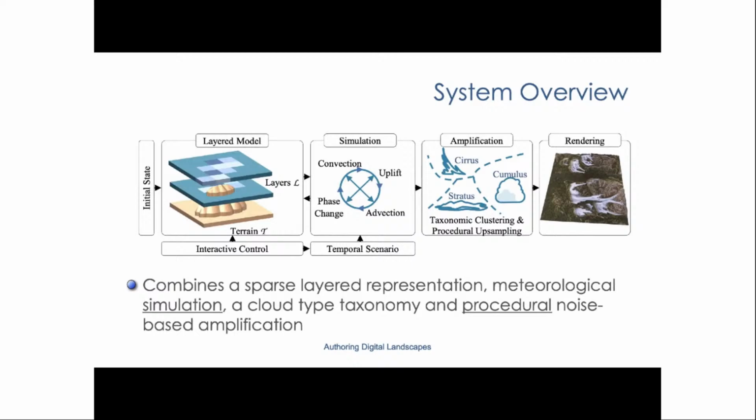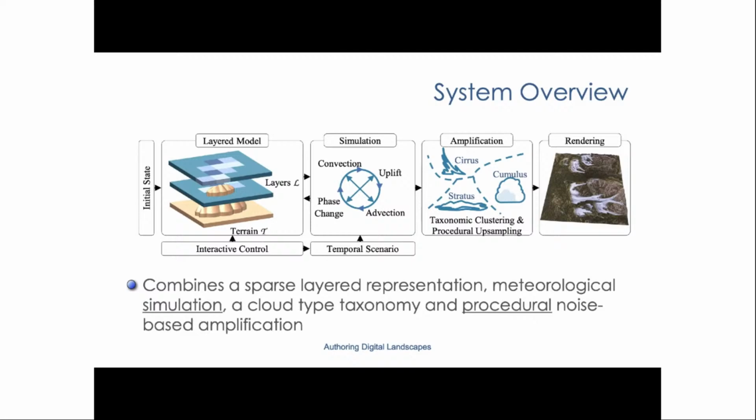Here's an overview of the final system we developed. It has a number of stages. And the important thing here is to note that there's a combination between simulation and procedural amplification. So simulation is how we get the deep underlying representation, and amplification is how we deal with making this an interactive system, because the underlying representation is actually relatively coarse.